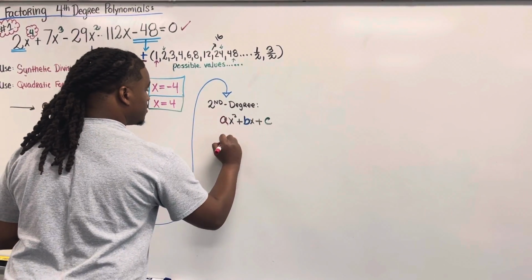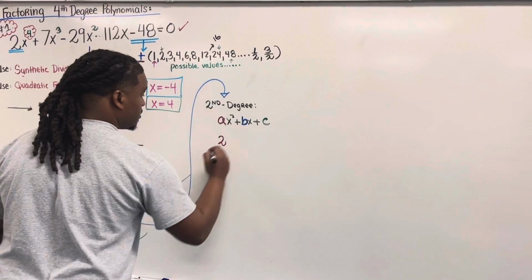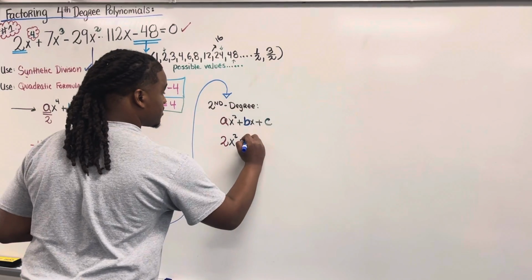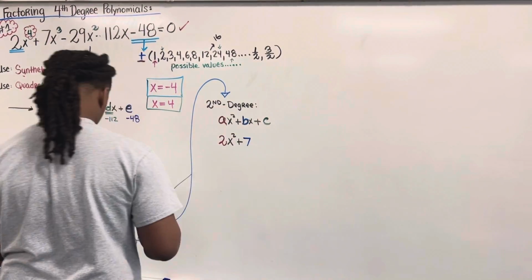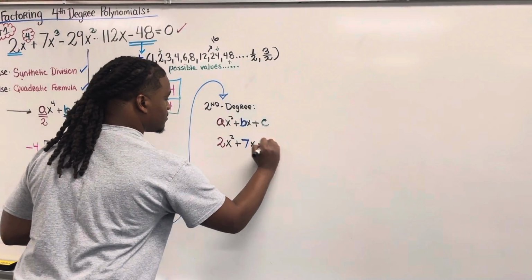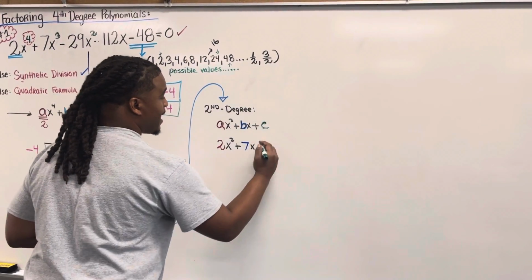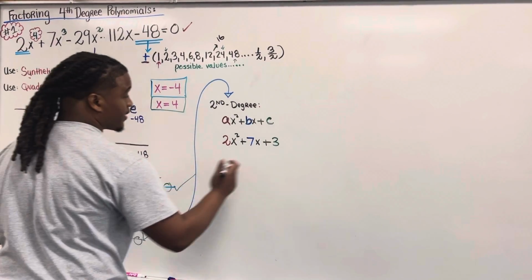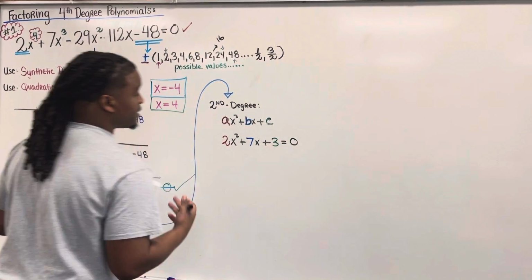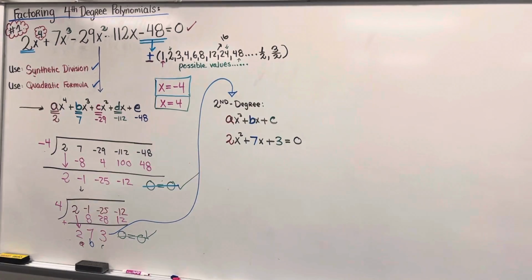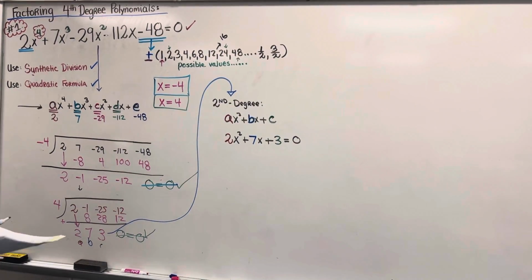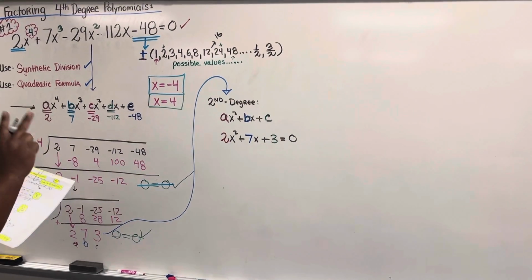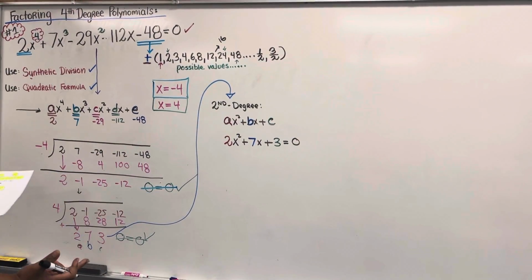I got 2x squared plus 7x plus 3. Okay, so now we have a 2nd degree polynomial where we can actually utilize the quadratic formula. Once again, you can continue to do synthetic division if that's what you want to do. Or once you get to the second degree form, you can just switch to the quadratic formula. I'd rather switch to the quadratic formula because once we do the formula, then we will find the last two possible solutions at the same time, okay?